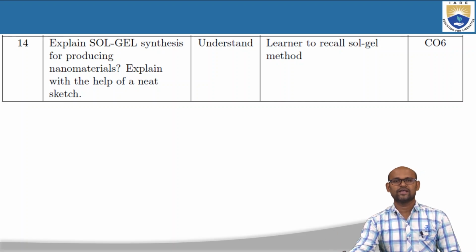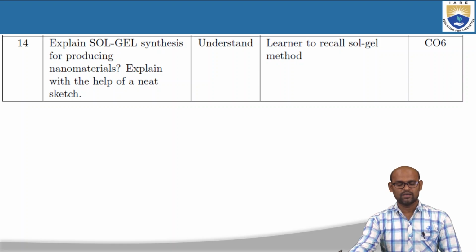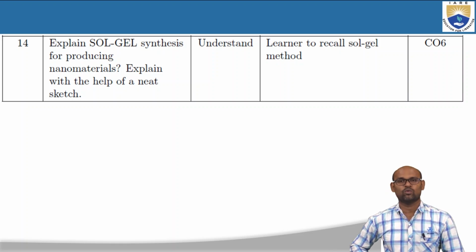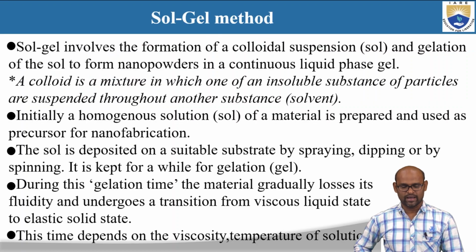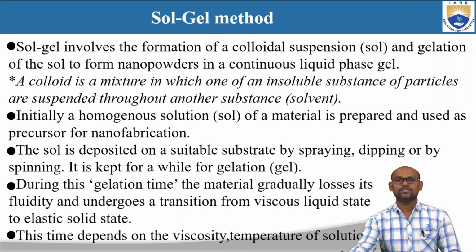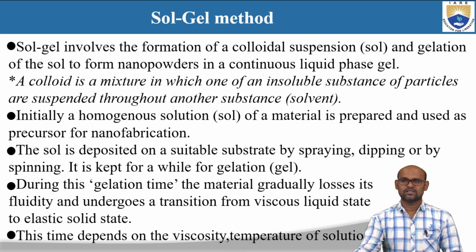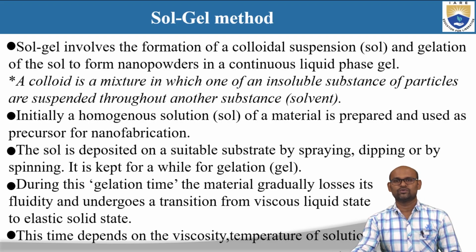The 14th question is: explain sol gel synthesis for producing nanomaterials, with the help of a neat sketch. So we need to explain what the sol gel process is with a neat diagram. The sol gel method involves the formation of a colloidal suspension and gelation of the solution to form nanopowders in a continuous liquid phase gel.